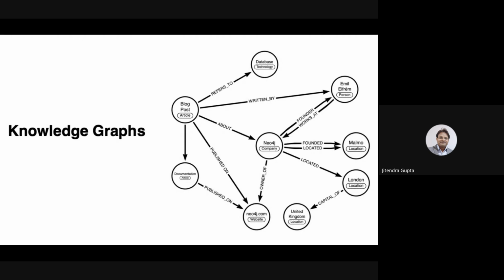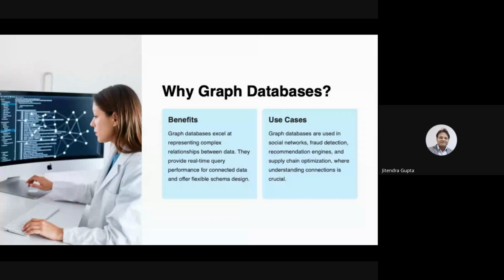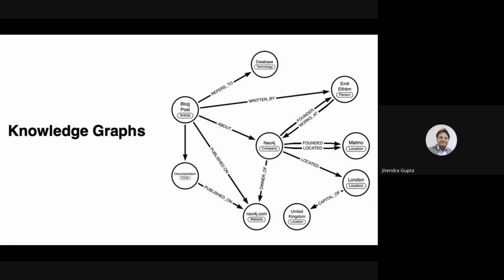Now let's go into the knowledge graphs. A knowledge graph is nothing but the graph database itself. Let's say that Neo4j is a company, and I want to store all the information regarding the company Neo4j in a graphical representation, which makes it easy to traverse through it and get all that information. Out of that, a knowledge graph is created.